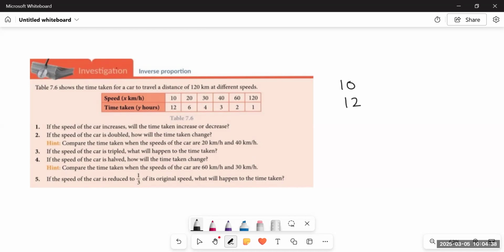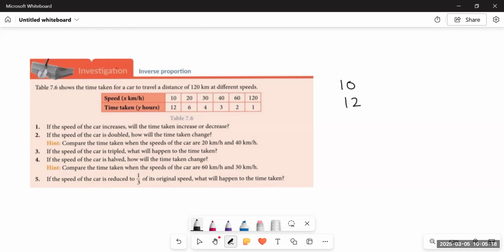What does this mean? This speed tells us that at this speed on which the car is going somewhere, it will travel 10 kilometers in 1 hour, right? So the time taken by it is 12 hours. So if the speed is increased, that is from 10, it gets doubled, right? If we double the speed, the time taken for the journey has been halved. From 12, it is now half of it, that is 6.